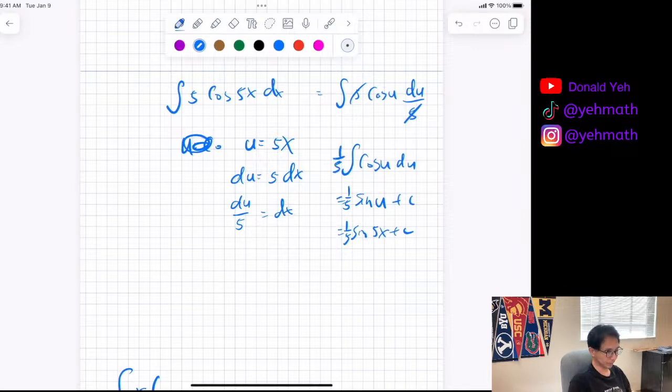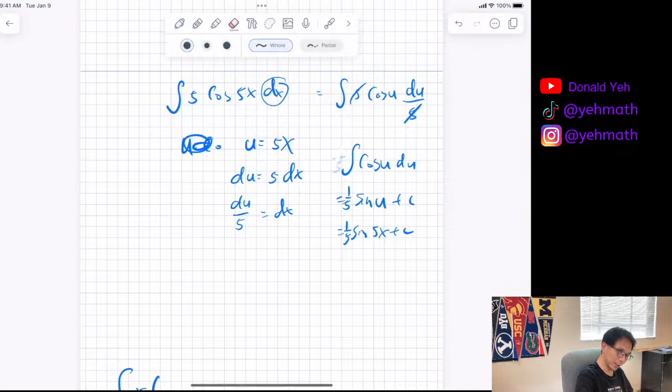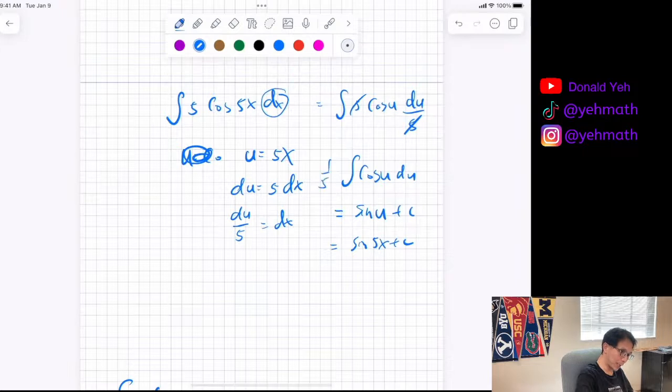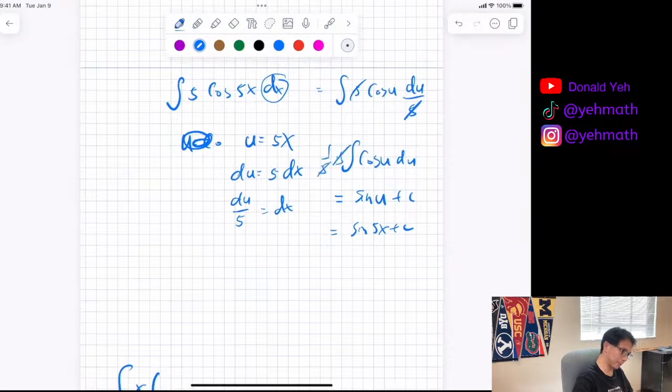When you converted from dx to du, you went du over 5. So then you cancel out the 5s. Remember, you replace this dx. Oh, sorry, I cancel out the 5. You're right, that's my bad. So that 1/5 and the 5 cancel out.